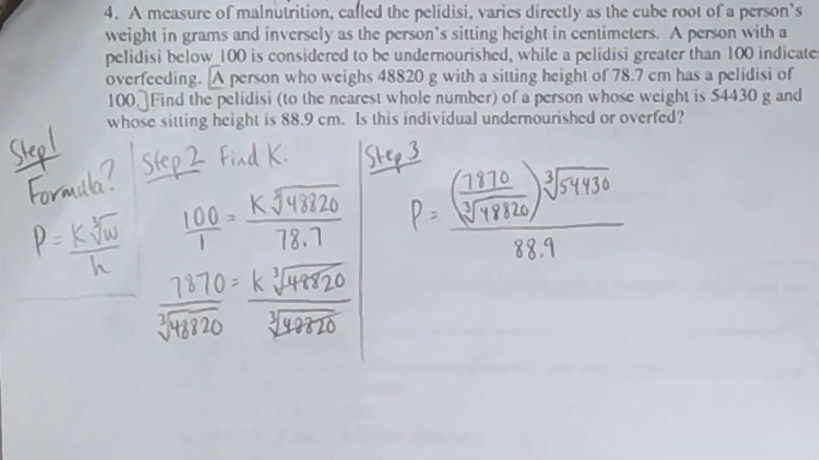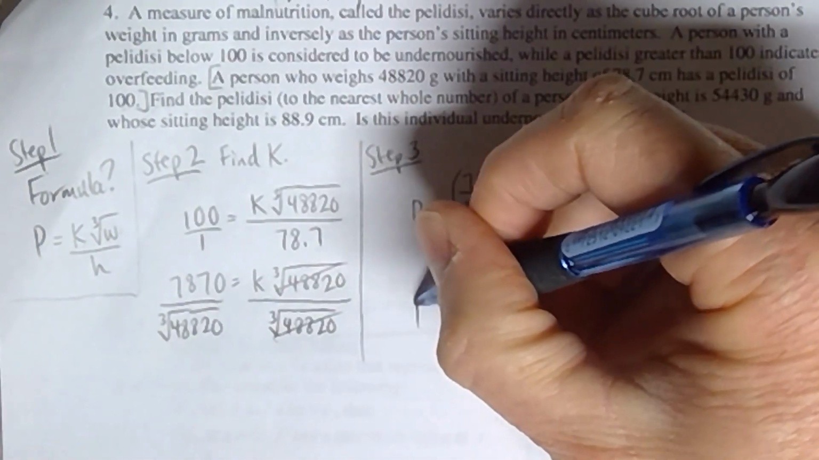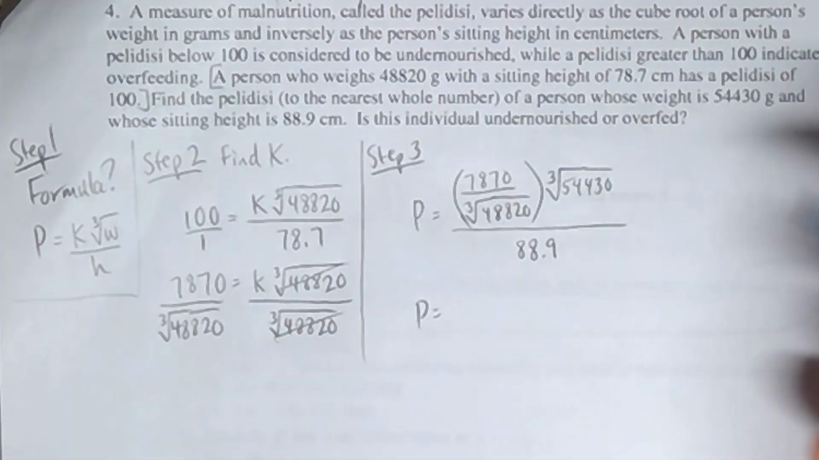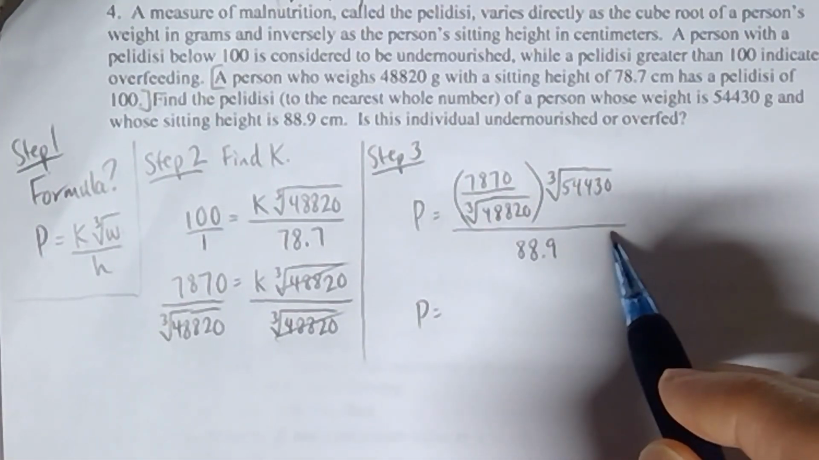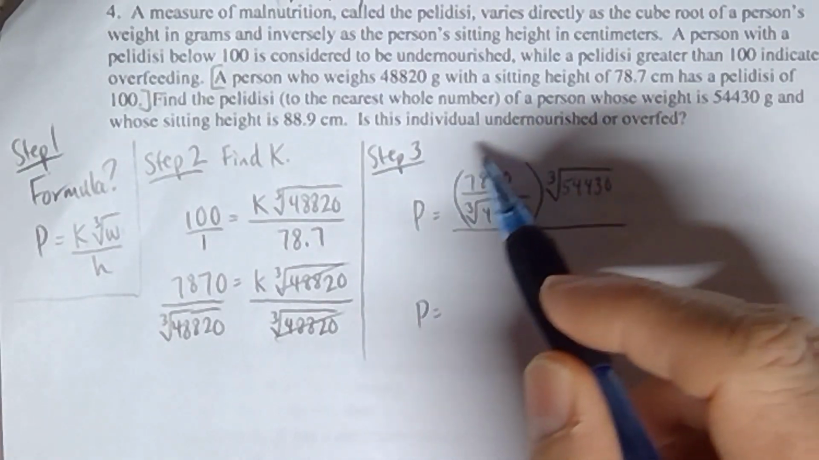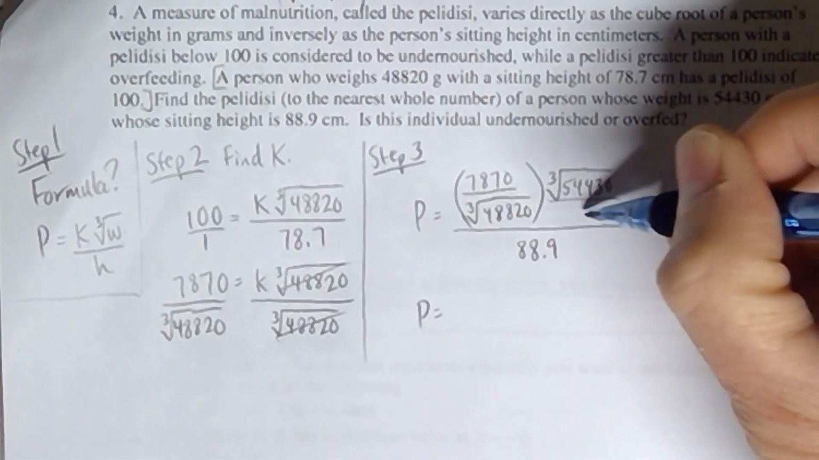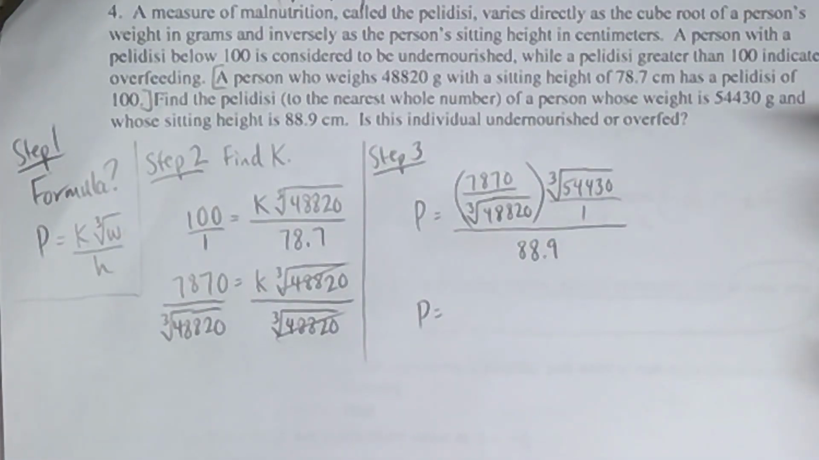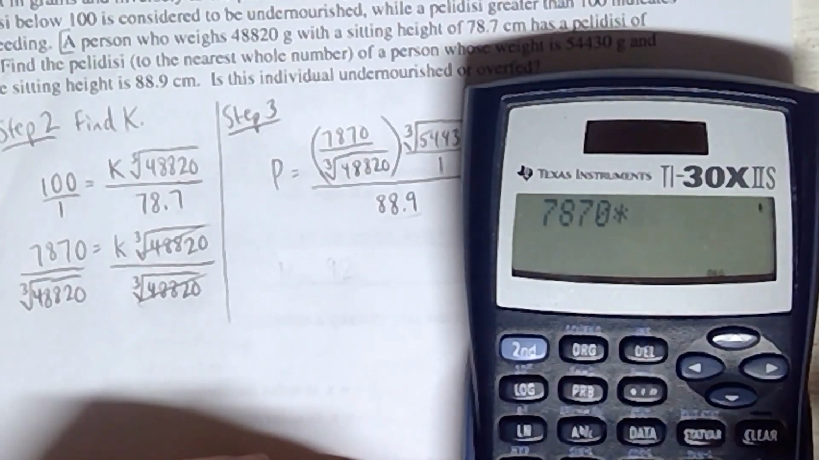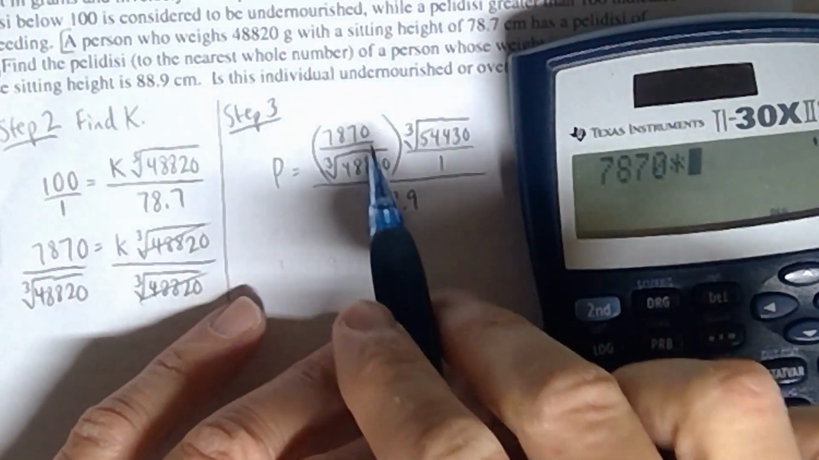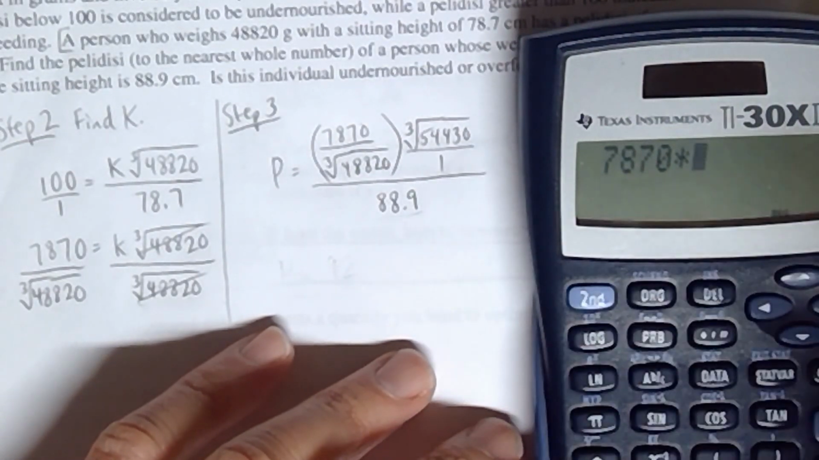Now, the best way to solve this is to figure, again, with any fraction, and this ultimately is one big fraction here, with the big fraction bar. So figure out what the top is equal to first. And we can do that by putting this over 1 right here and just multiplying that through. So we're going to multiply the numerators together here. We get 7870 times the cube root.